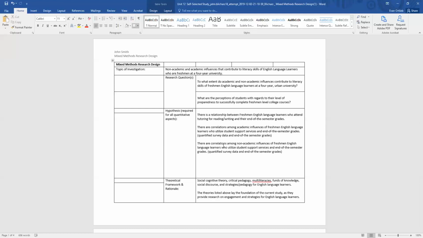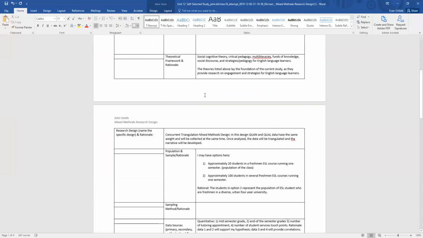The hypotheses are around the relationships, and John Smith says that he expects there to be a relationship between these. I might indicate, of course, there is always a relationship, but it could be high or low. So I would input here that I expect it to be a high relationship. Similarly, there are correlations among academic influences. I might say a high level of correlation, something like that. Same goes for here. No hypothesis is necessary for the qualitative question.